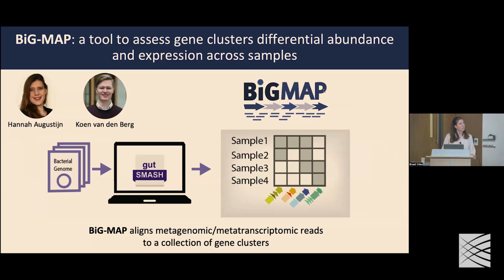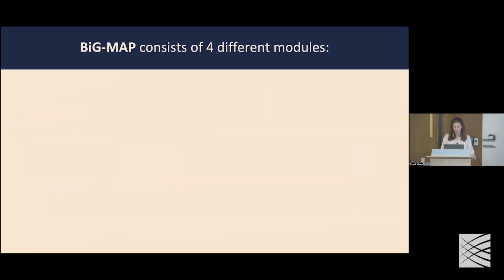So BigMap is a tool to assess gene cluster differential abundance and expression across samples. And we do that by using the gene clusters predicted by GutSmash or any other SMASH tools, in combination with metagenomic and metatranscriptomic data. This work, by the way, was done together with Hannah and Koen, who at the time were master students.